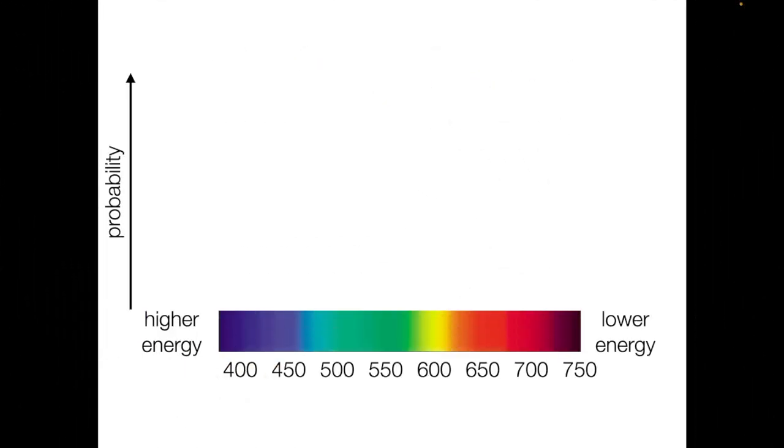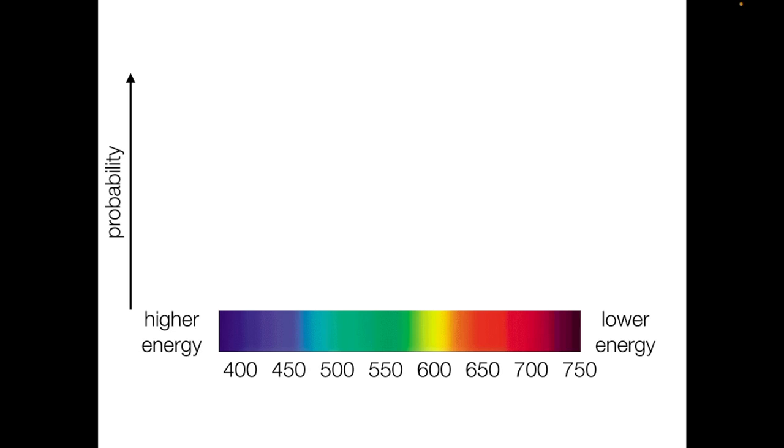Fluorophores can absorb and emit photons with a range of energies. We can represent the range of excitation and emission wavelengths of a fluorophore and their relative likelihoods using a fluorophore spectrum. Let's look at a fluorophore spectrum in detail. The x-axis is wavelength and the y-axis is probability.